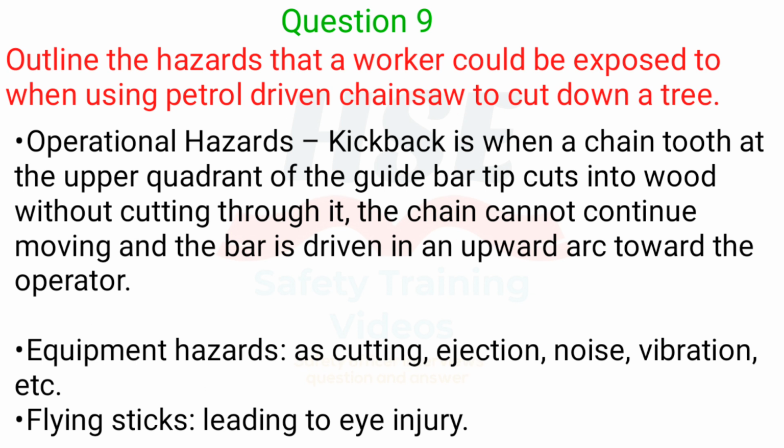Question 9. Outline the hazards that a worker could be exposed to when using a petrol-driven chainsaw to cut down a tree. Operational hazards. Kickback is when a chain tooth at the upper quadrant of the guide bar tip cuts into wood without cutting through it. The chain cannot continue moving and the bar is driven in an upward arc toward the operator. Equipment hazards, such as cutting, ejection, noise, vibration, etc. Flying sticks, leading to eye injury.